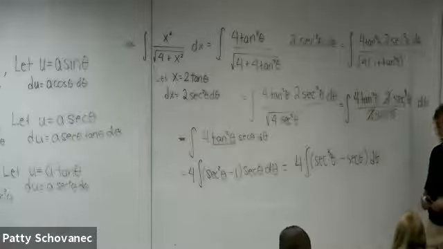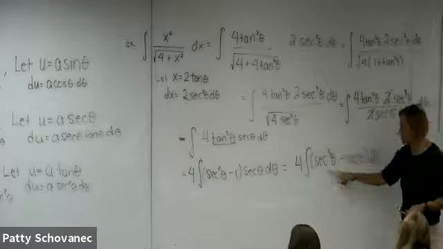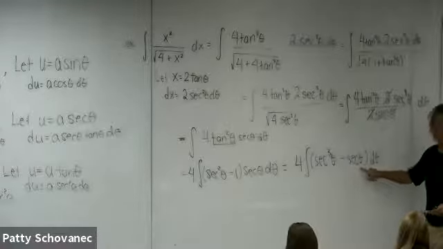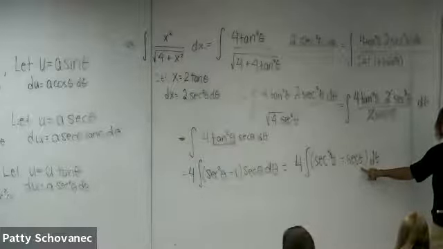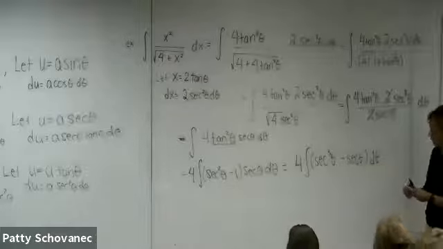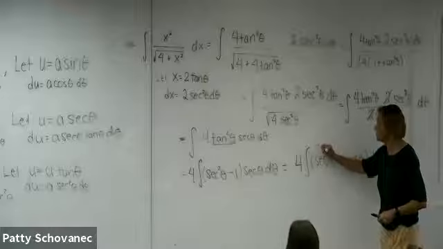We split it up into 2 integrals. This one we do by parts. This one we have a formula for. Do you remember the formula for the integral of the secant? It's the natural log of the secant plus the tangent. Okay, so we're going to break that up. This one we do an integration by parts.